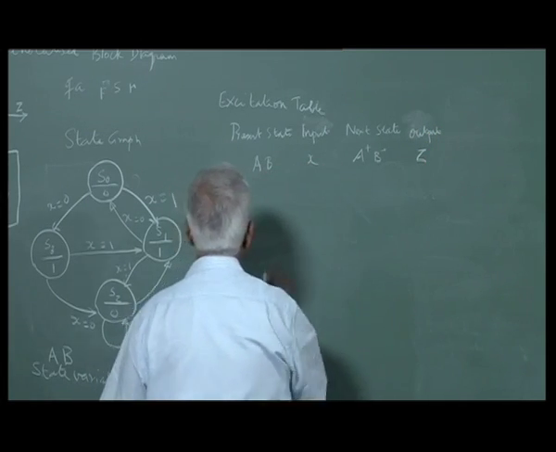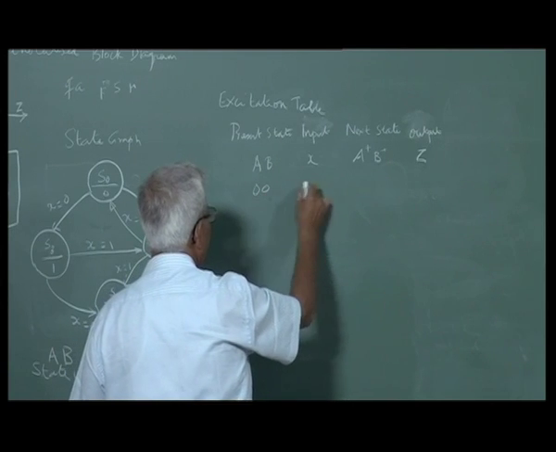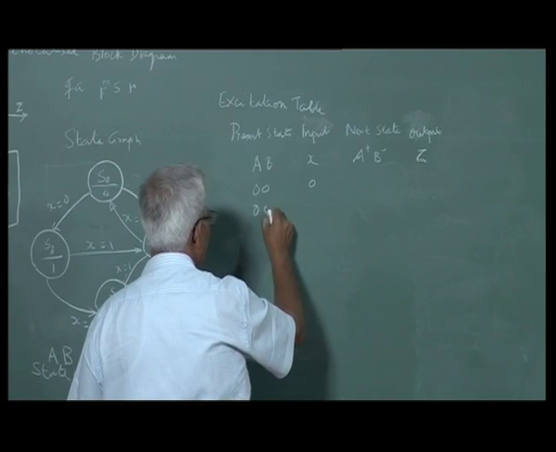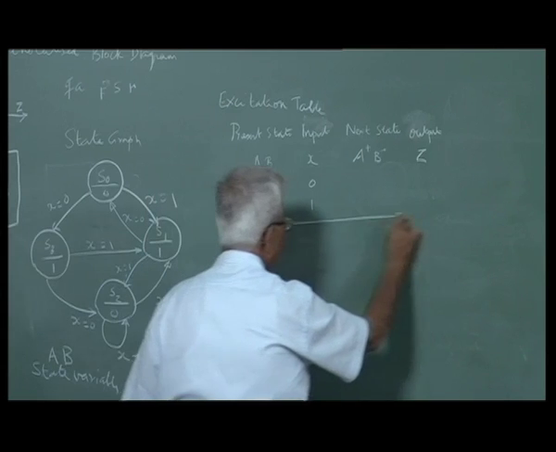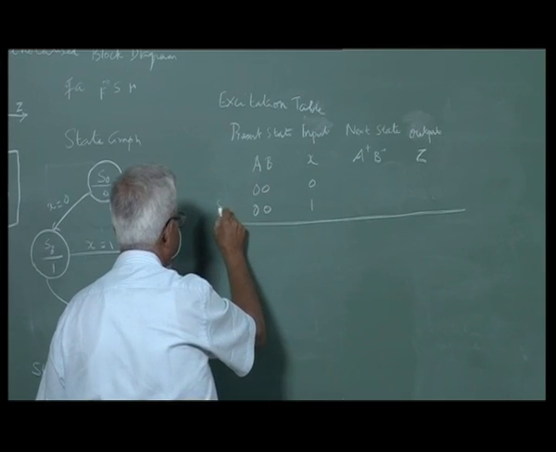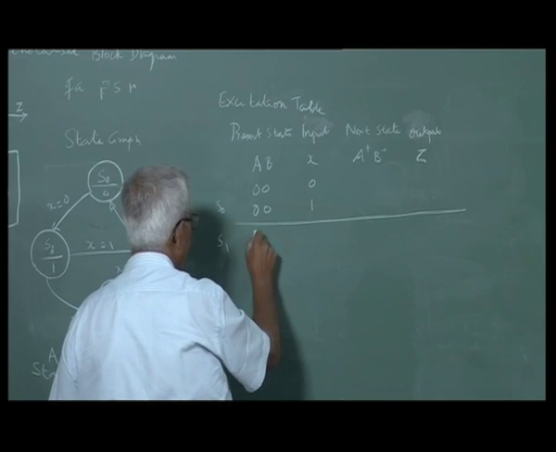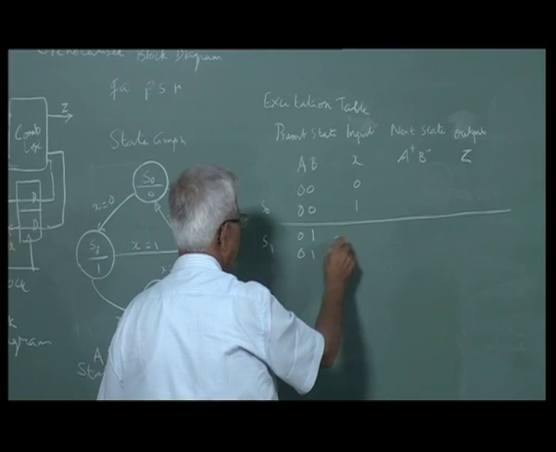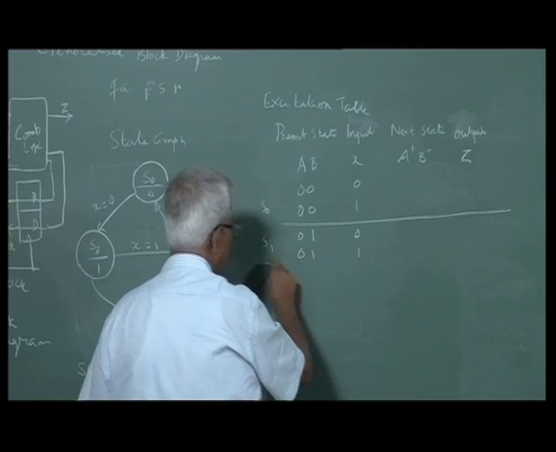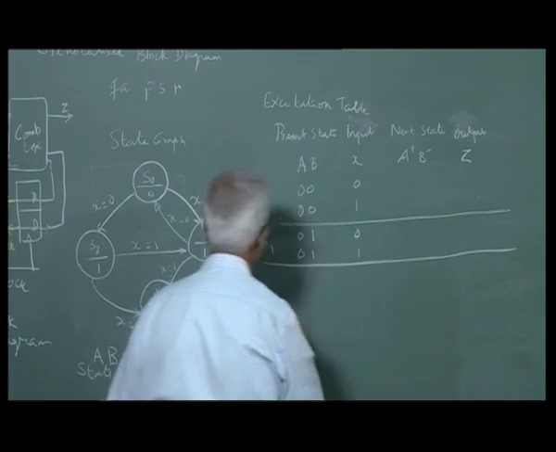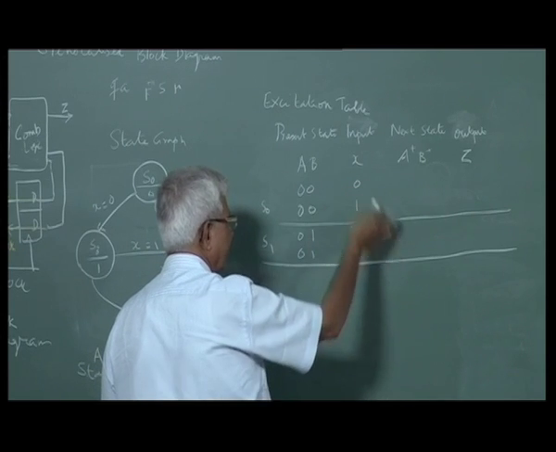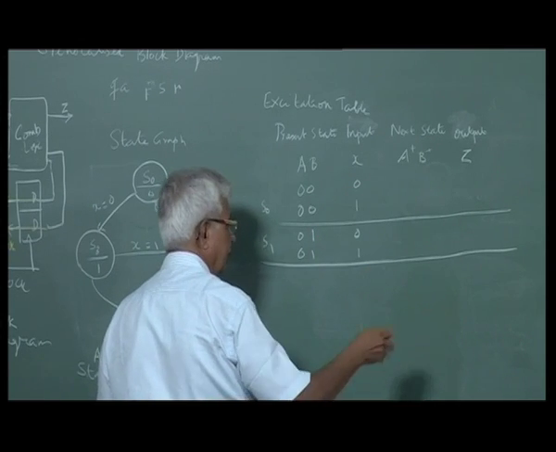Now, with present state 0, 0 and X is 0, what happens? With 0, 0 and X is 1, what happens? This is the S0 state, this is the S1 state. If you draw lines like that, it is easy to write A plus, B plus and do the corner maps.